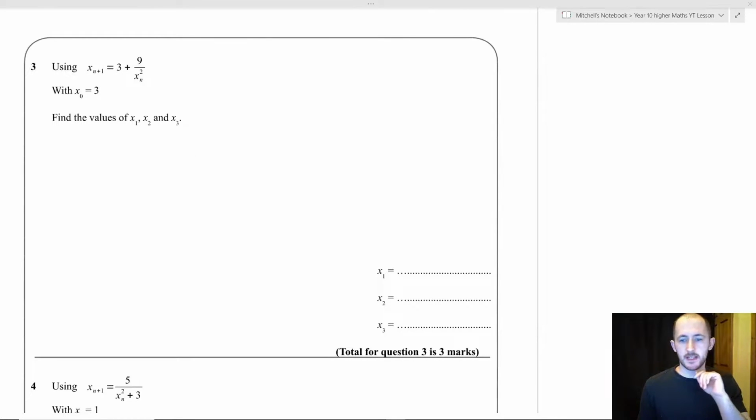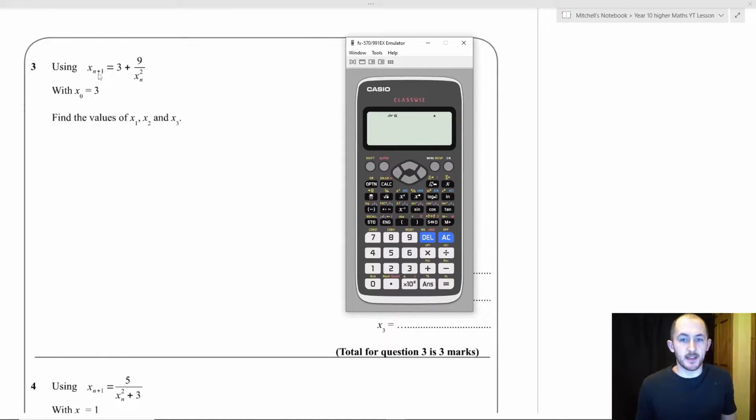Now, there are slightly trickier versions. This isn't actually one of them, this is actually okay. Find these 3 values. Again, just because they've changed the letter, and just because it looks a bit more complicated, doesn't actually make it any harder. X0 is 3, so let's press 3, and then equals, right? Now, I rewrite this formula, but instead of xn, I'm writing ANS. So 3 plus fraction 9 over ANS squared. And then I just press equals 3 times.